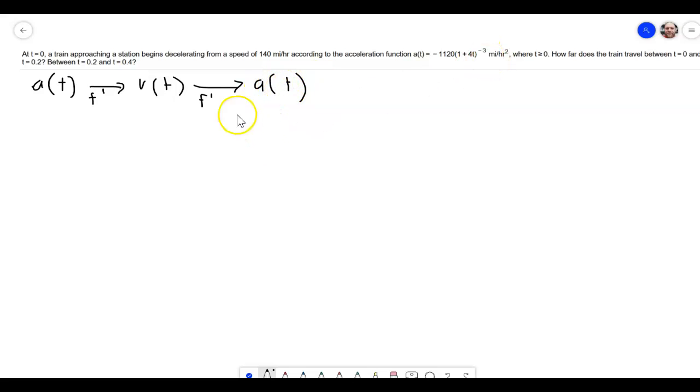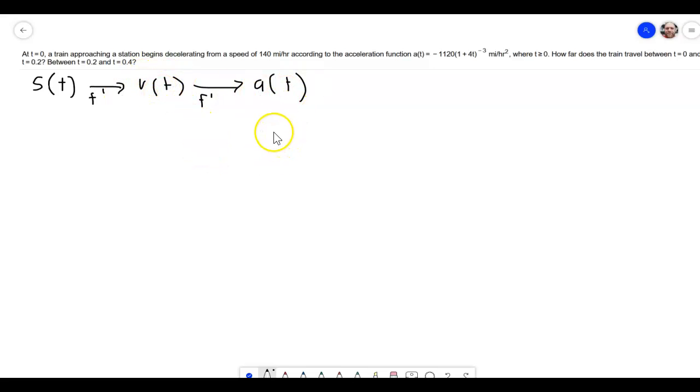If we start with the acceleration function here, we're going to end up needing to take two antiderivatives in order to get to this position function because we're looking for the distance traveled. The first antiderivative is going to give us the velocity, and the second antiderivative will end up giving us the position function. And it shouldn't be a(t), it should be s(t). That was an error on my part. Position function is usually s(t). So s(t), v(t), and a(t).